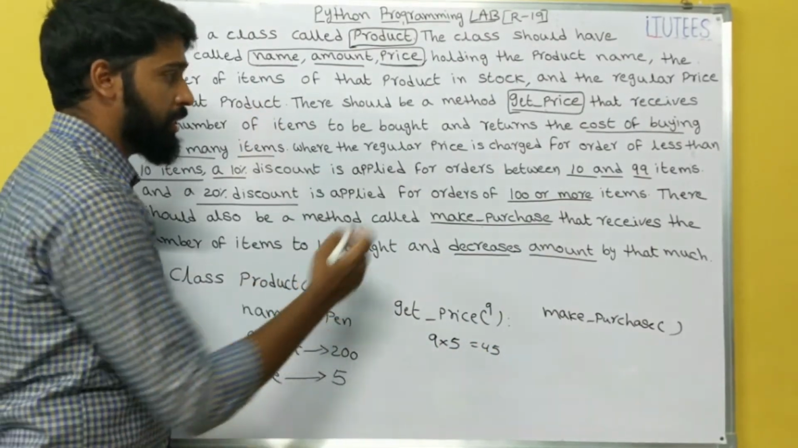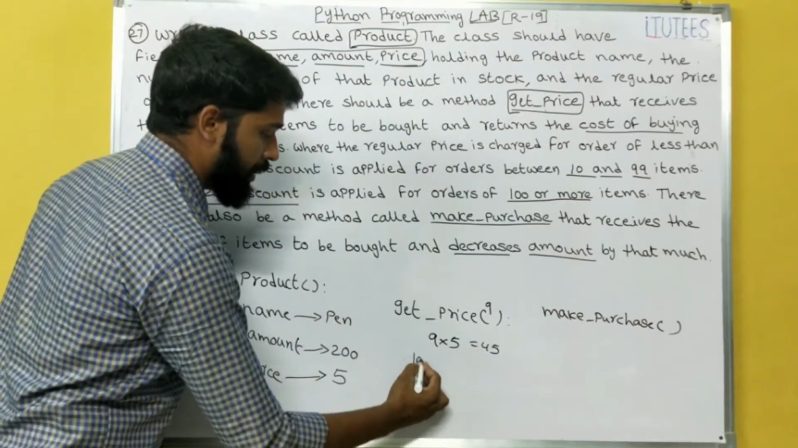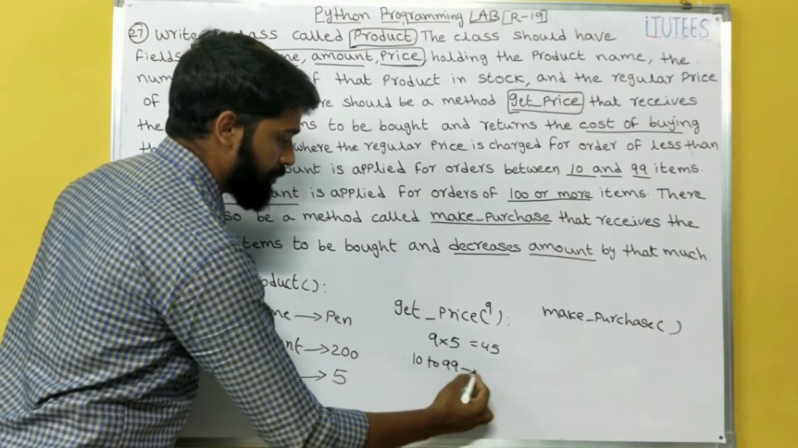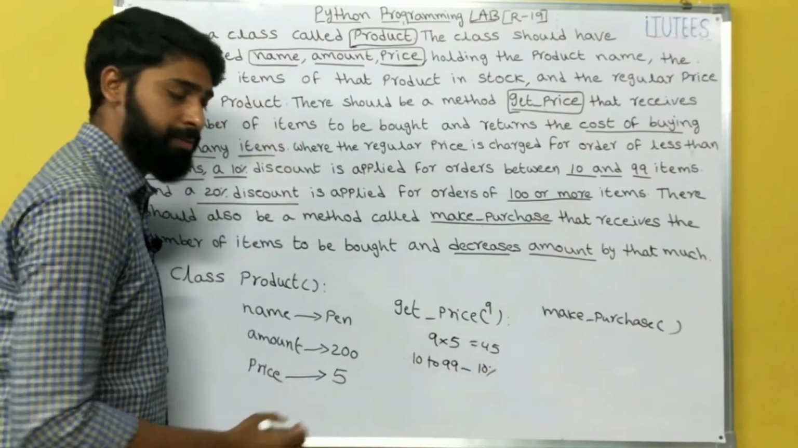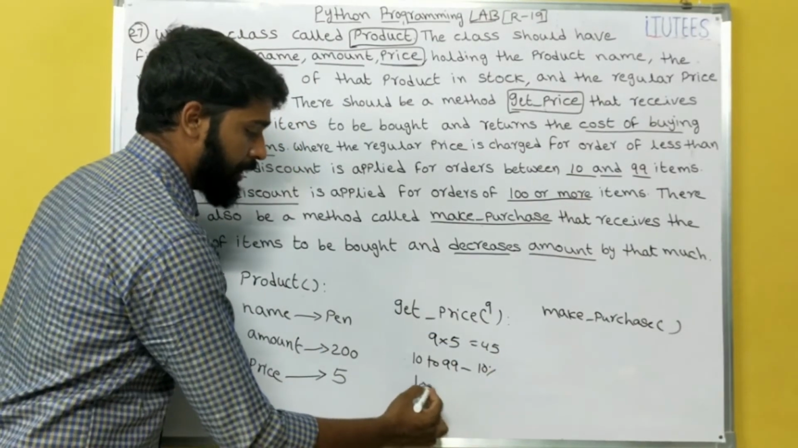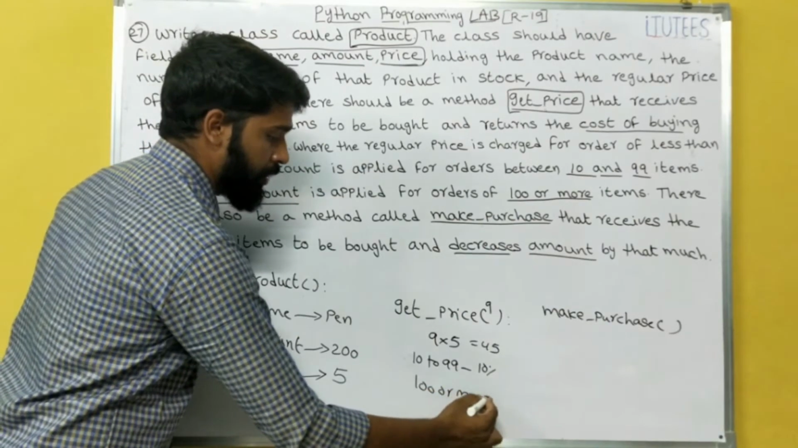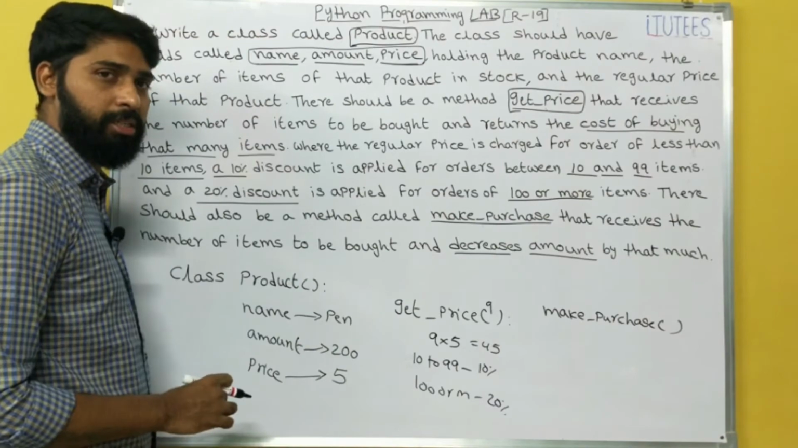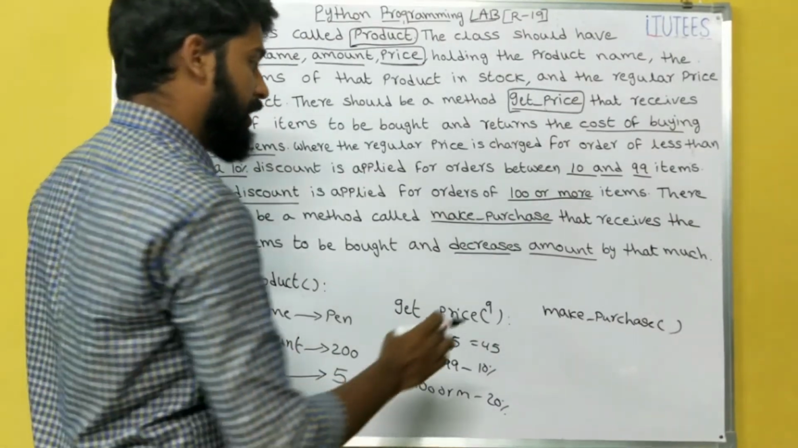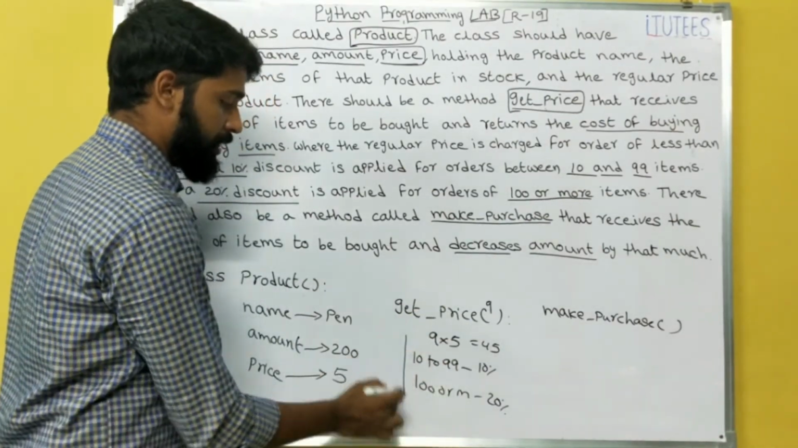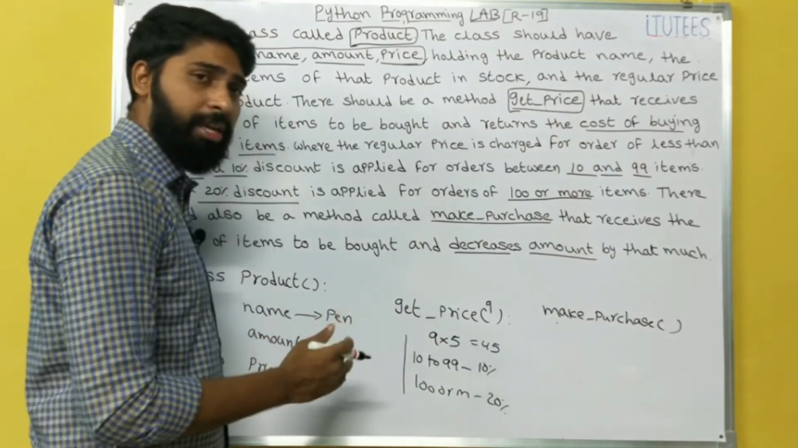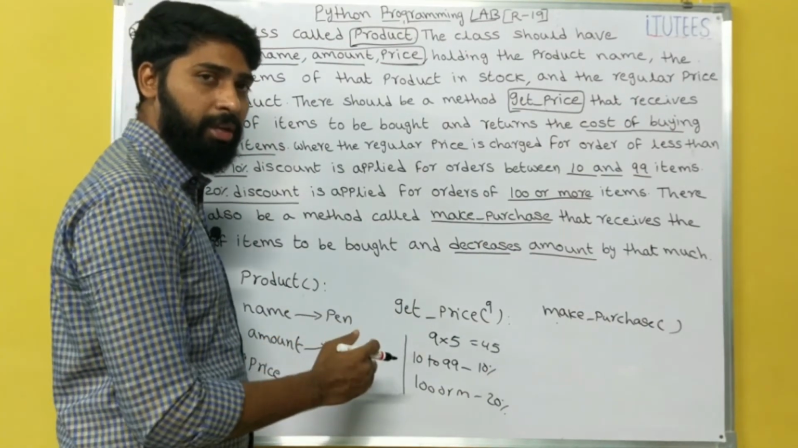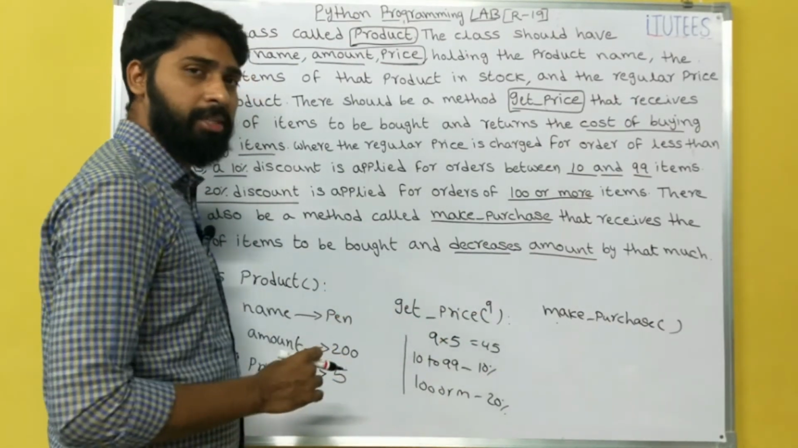And it displays that if you buy 10 to 99 items, you get 10% discount. If you buy 100 or more, you get 20%. This function displays these details. And when the user sees these details, then he can make purchase. That means we can call the make purchase method.